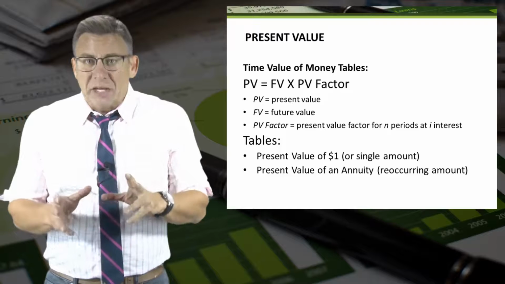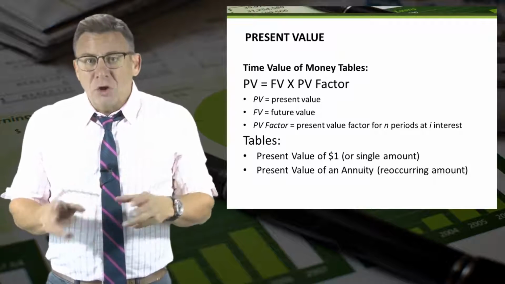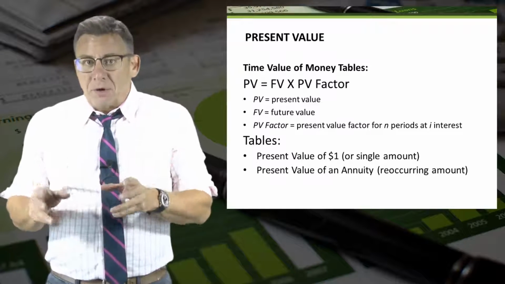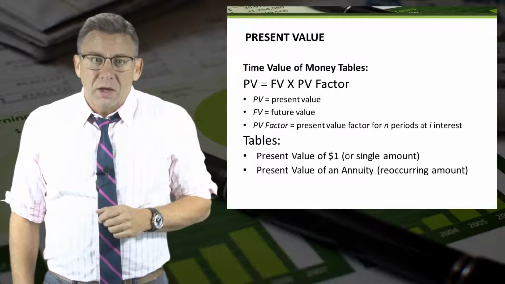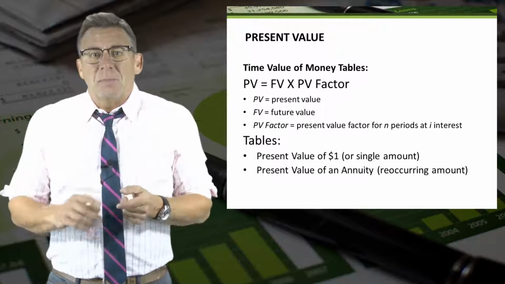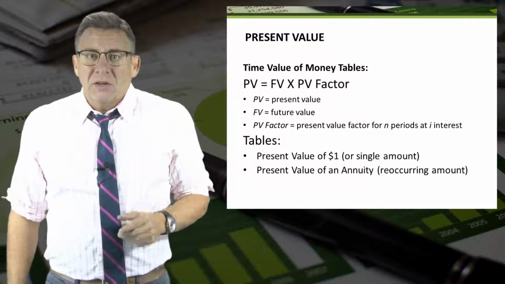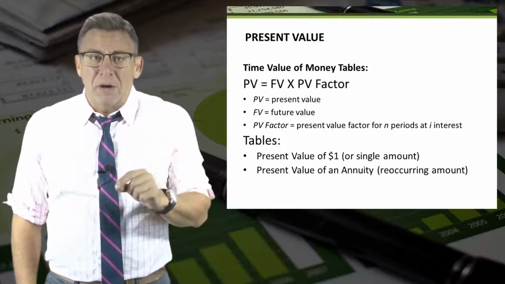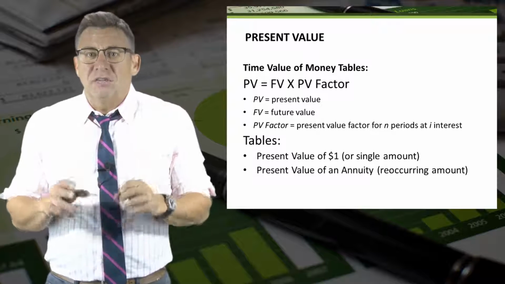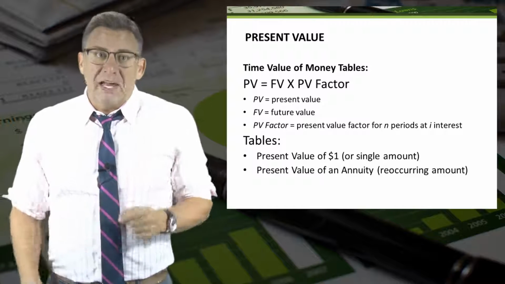The formula to calculate present value is to take a future value amount and multiply it by the present value factor from the proper present value table. There are two tables we will learn about in this video. The first is a present value of $1, or sometimes called a single amount. This is used when we have a one-time, non-reoccurring amount. The other is the present value of an annuity. This is for amounts that are reoccurring, like annual interest payments.